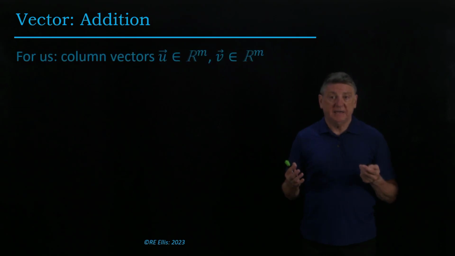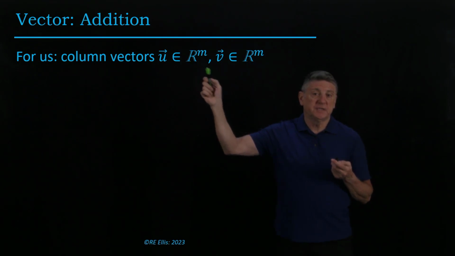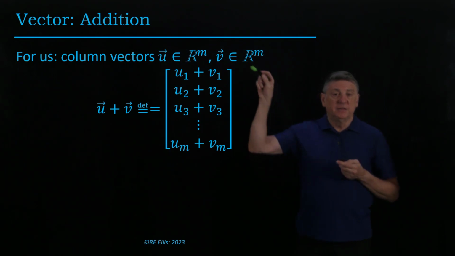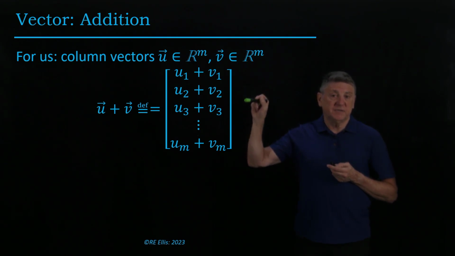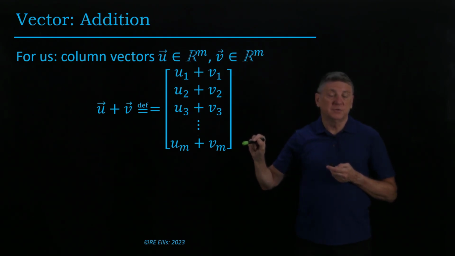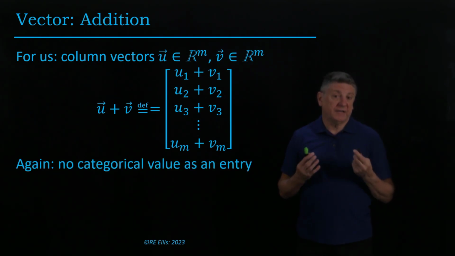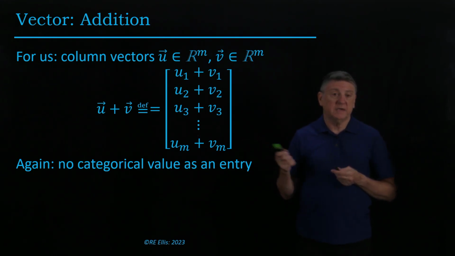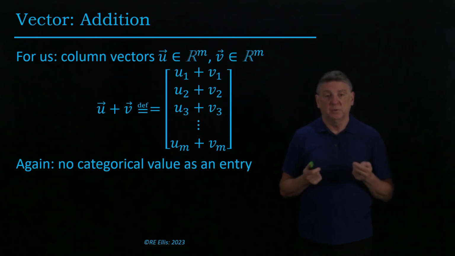Two vectors can be added. Suppose that we have two vectors. One vector is u, one vector is v. Each of them has m real entries. We can define the sum of these as being the first entry of the sum is the sum of the first entries, the second entry of the sum is the sum of the second entries, and so on until we've used up all of the entries in u and v, and we have the mth entry of the sum. Again, you're not allowed to have a categorical value as an entry. So for example, if the last entry was trying to code for height, 1 plus 1 is 2, and that makes no categorical sense in the coding that we're looking at.